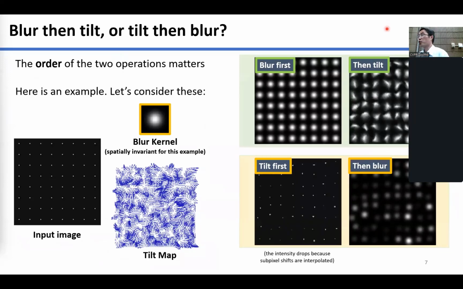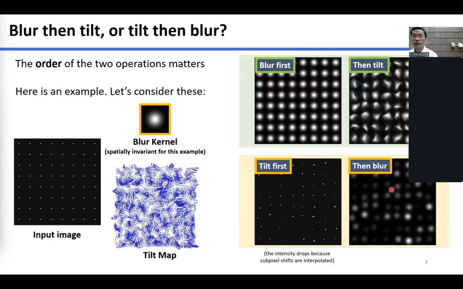All right, so let's look at the business. If you blur first and then tilt this image, with this blur kernel, I'm assuming a very simple blur kernel, an invariant blur kernel. Every pixel suffers from the same blur. You have the tilt map, and the tilt map is per pixel. You take this input image with this blur kernel and this tilt map. You blur first, then tilt, you get this. You tilt first, then blur, you get that. Very different. You ask which one is correct. The bottom one is correct.